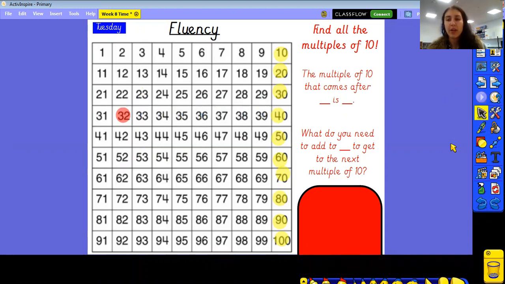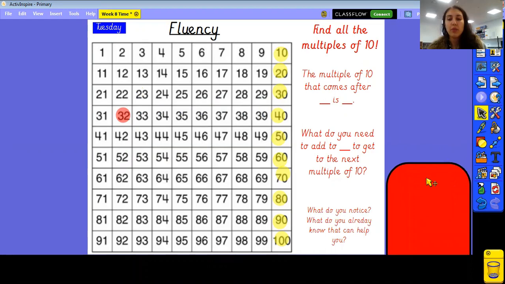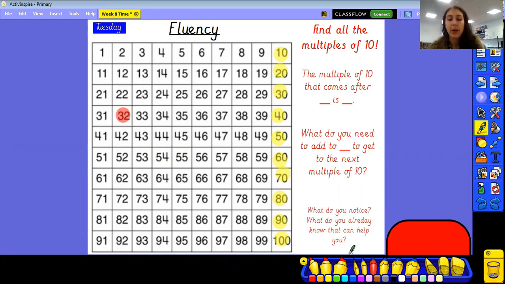Fantastic. So my question now is, do you notice anything? Is there anything that you already know that could help you with this? So let's say 16 and, can't remember, 57. Did we do 67? Sorry. So here we go. We've got these 3 numbers that we just looked at. What do we already know? Maybe instead of counting on, is there a more efficient way that we could work out what we need to add to it using the knowledge that we already have?